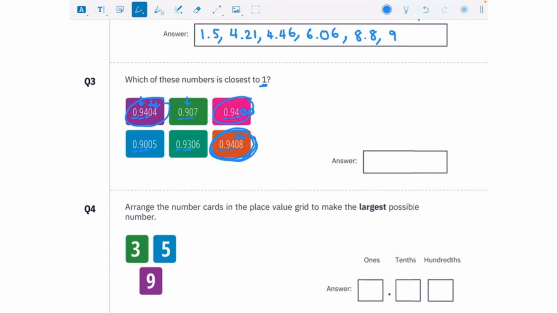They all had a 9 in the tenths column, so that wasn't helpful. The next column over, the hundredths column, the 4 was the biggest we saw, and then the 0 was the biggest we saw in the thousandths column, and then the 8 is in the 10,000ths column, and that is the biggest number there. So 0.9408 is the closest to 1. That was quite tricky, that, so well done if you got that one.